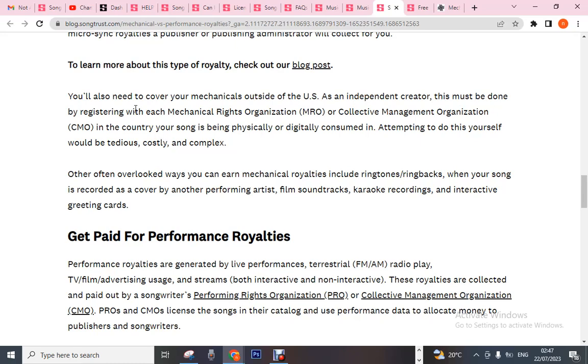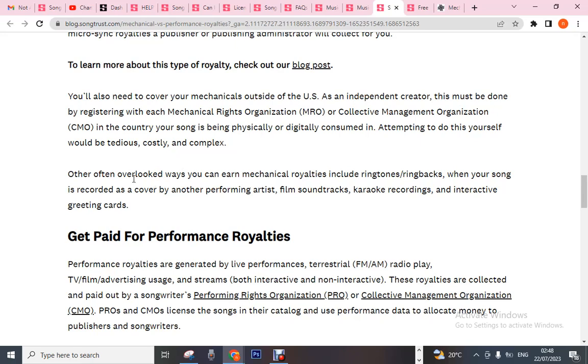You will also need to cover your mechanicals outside of the US as an independent creator. This must be done by registering with each mechanical rights organization, or MRO, or collection management organization, in the country your song is being physically or digitally consumed in. Attempting to do this yourself would be tedious, costly and complex. So that means basically you have to hand that over to Songtrust.